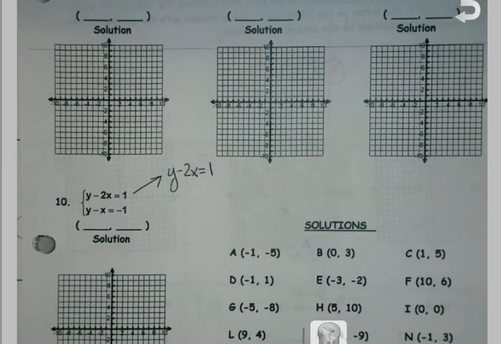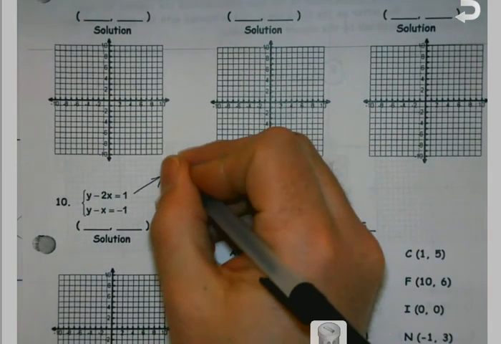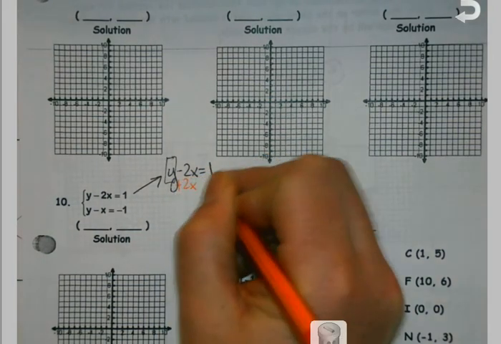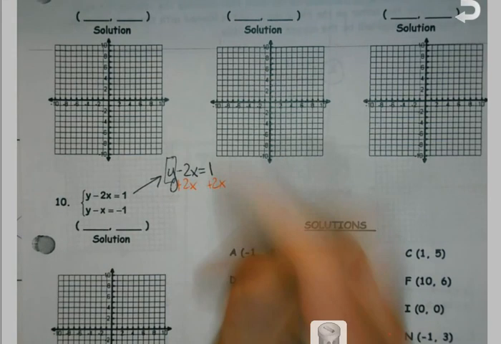Job number 1. Get y by itself if it isn't. Only if it isn't. Sometimes it will be. How do I get y by itself? How do I get that minus 2x out of there? Add it. Now see, I got my equation experts out there that are willing to talk to me. We just got to make you graphing experts now.